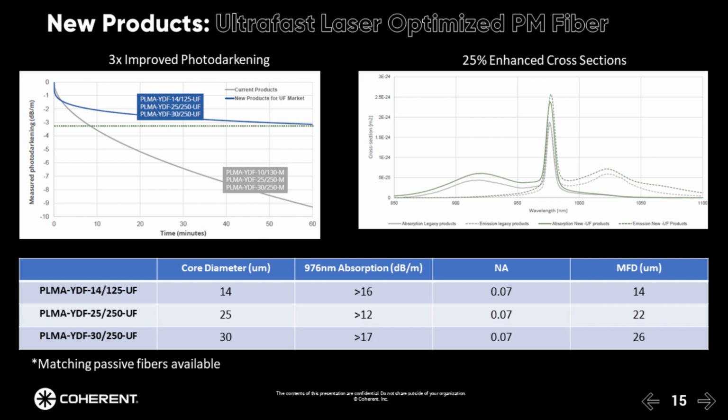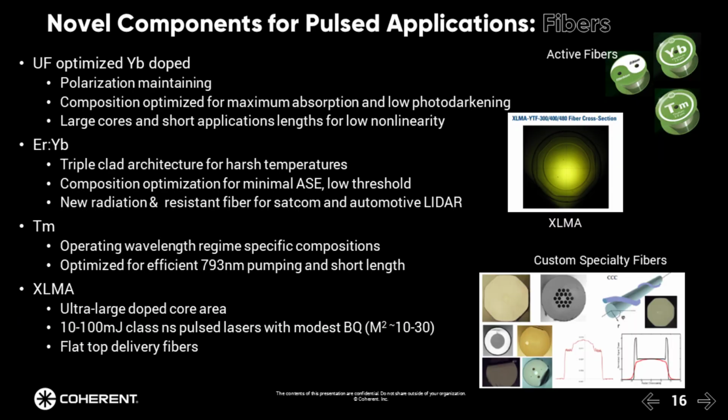For these fibers, we looked all the way back at the fundamental composition of the fiber, to optimize it from square one, to make sure we dramatically enhance the emission and absorption cross sections, and therefore didn't need to dope as highly, thus achieving better photodarkening performance overall. Again, we've talked about most of these fibers already. I'll highlight that the erbium and terbium fibers are designed for radiation resistance for optical communications in space, as well as automotive LiDAR, and that's a new fiber that we've recently put out on the market.